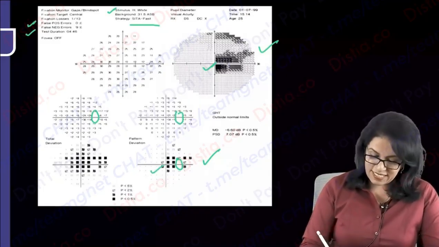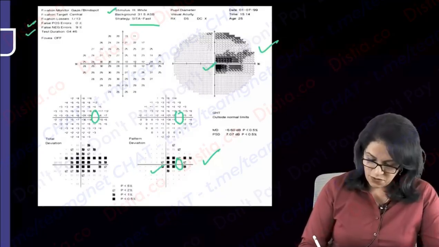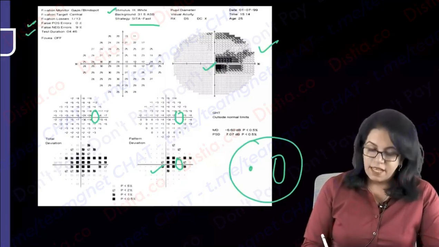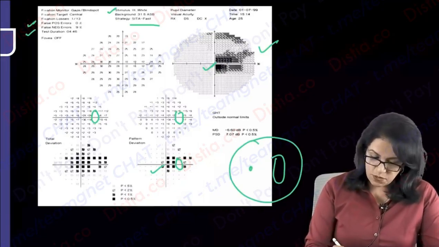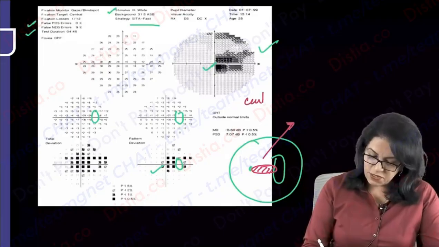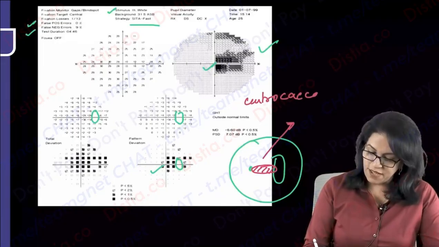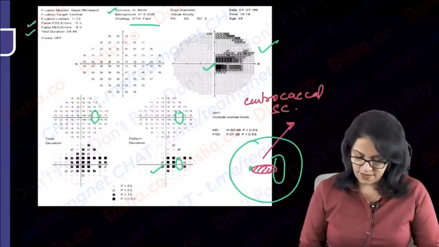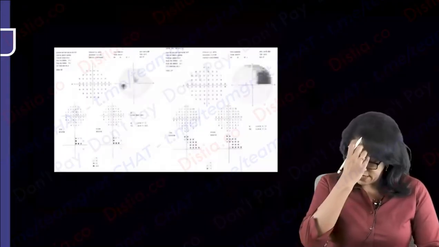So actually, if I draw for you, any scotoma, this is the blind spot, this is the macula. When a scotoma touches both macula and blind spot, what do we call this? You draw this diagram. You are looking at centrocecal scotoma. Okay. So we are looking at centrocecal scotoma. We will see the next chart.